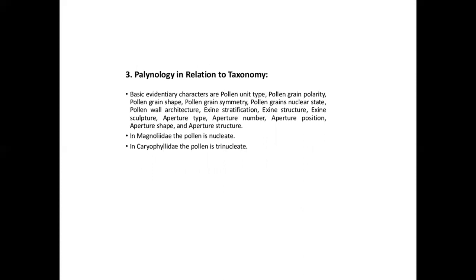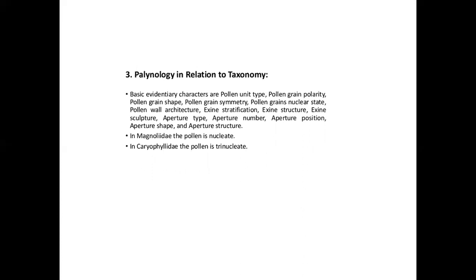Palynology in relation to taxonomy. Basic evidentiary characters are pollen unit type, pollen grain polarity, pollen grain shape, pollen grain symmetry, pollen grain nuclear state, pollen wall architecture, exine stratification, exine structure, exine sculpture, aperture type, aperture number, aperture position, aperture shape, and aperture structure.